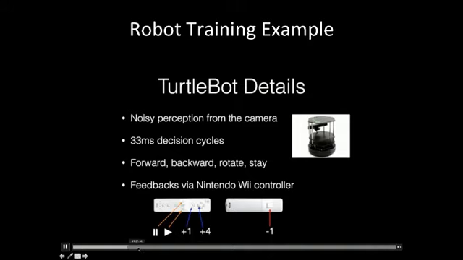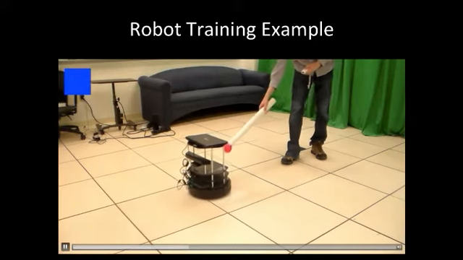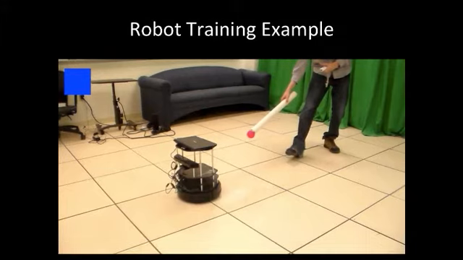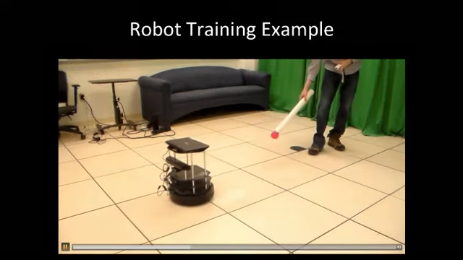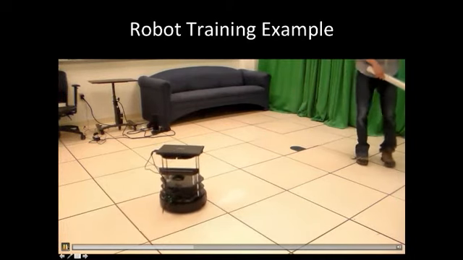The task is simple: train the turtle. Here we're teaching a kind of lure behavior, so you're teaching the robot to follow this pointer. We reward it when it does the correct behavior and punish it when it does it wrong.